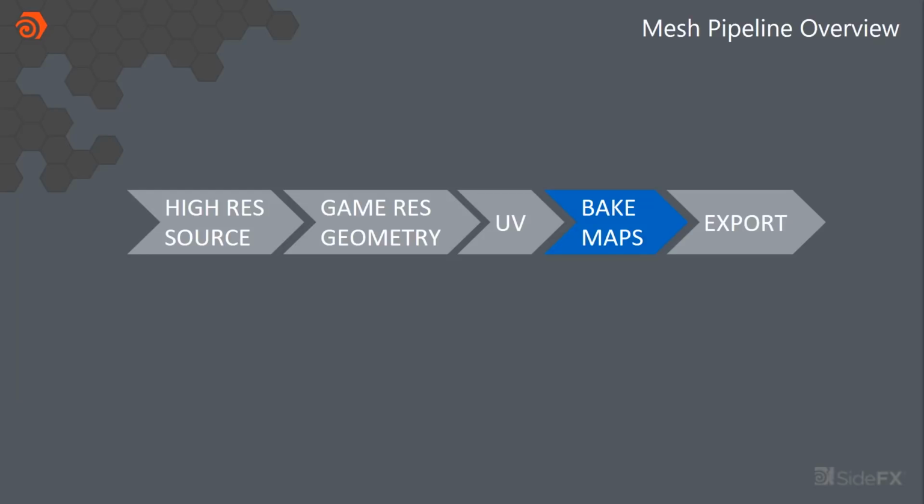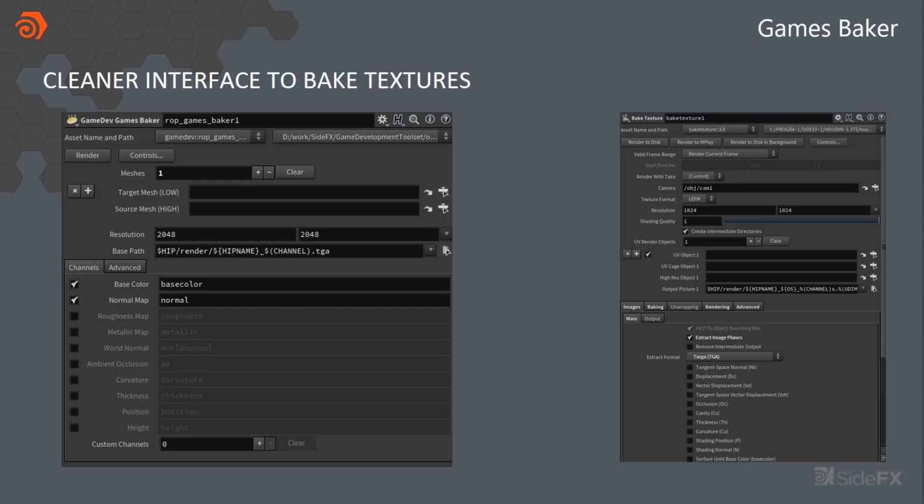So next up, now we have a game res model that is automatically UV'd, and we want to bake the maps over. So we have the games baker, which cleaned up the interface significantly from the original bake texture node. The original bake texture node is basically a wrapper around our Mantra renderer, which is just a heavy duty film renderer. So there's lots of options, and we just made an interface that was a little more familiar to artists.